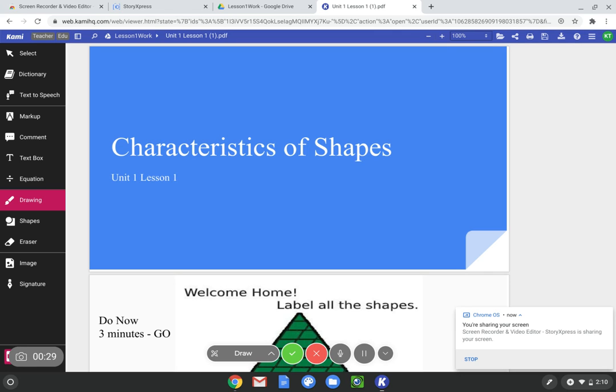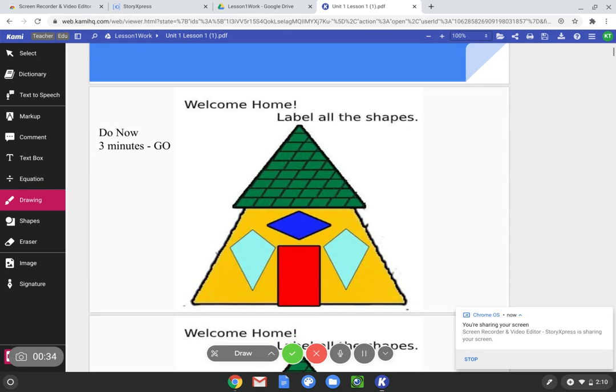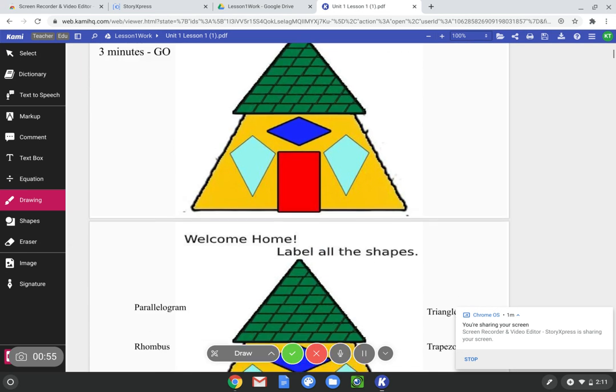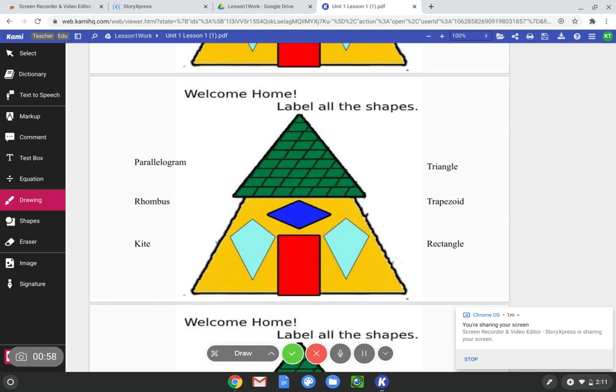So let's begin with the fun little activity of looking at this house and labeling all the shapes that we see. So pause the video and take 3 minutes to label all the shapes that you see in this house. Ready, go. Okay, now that you've unpaused the video, let's go over the answers. So here's the answer bank. And let's see if you got them correct.